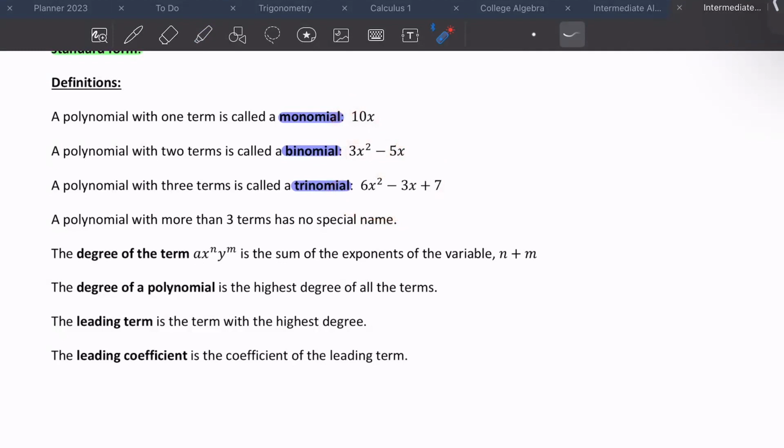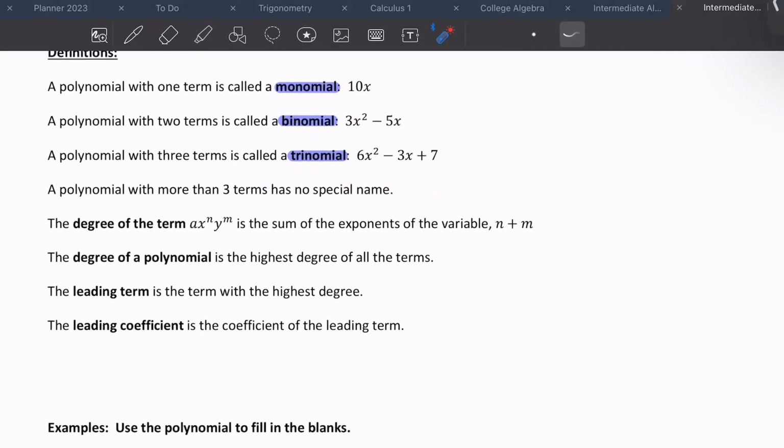And if a polynomial has more than three terms, it just doesn't have a special name. Okay, so we would just call that a polynomial, right? It was just a regular polynomial if it has more than three terms. Then we have what's called the degree of the term, and that's the sum of the exponents of the variable. Okay, the sum of the exponents of the variable. So that would be us adding n and m together. So whatever your exponents are in that term, just add them together, and that's the degree of the term.